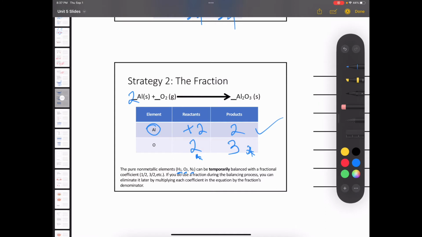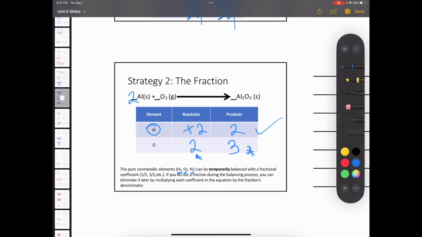Okay, so first question: how would I know that it's time for me to use a fraction? Do I need to use a fraction or do I not? Your first indication to use a fraction is if you have something like hydrogen, oxygen, nitrogen. If you have those three molecules, there's probably a good chance that you will need a fraction to do the balance. Not always, but you should consider that.